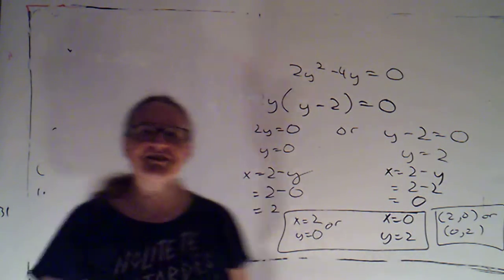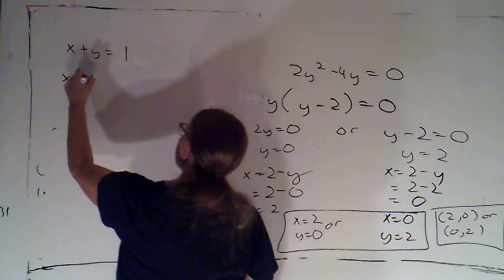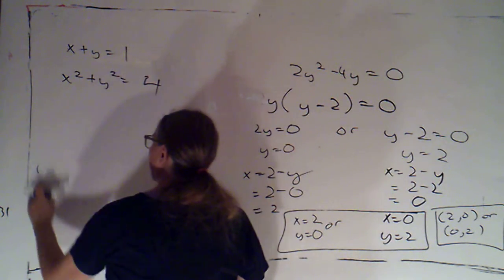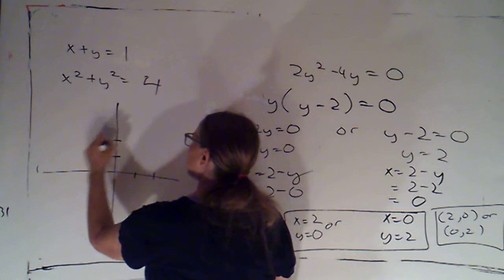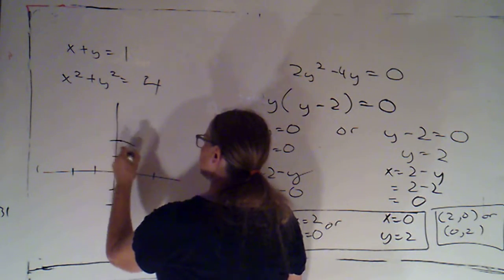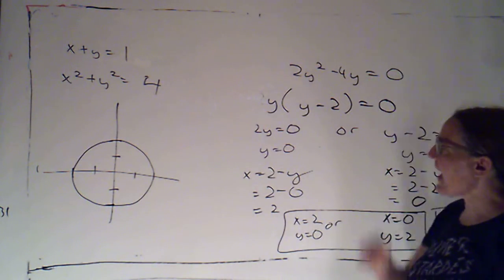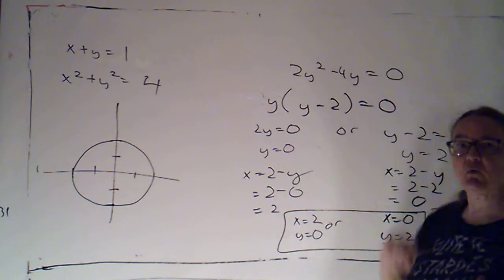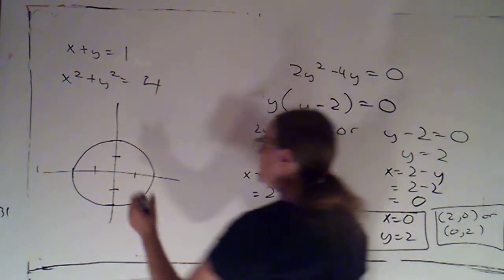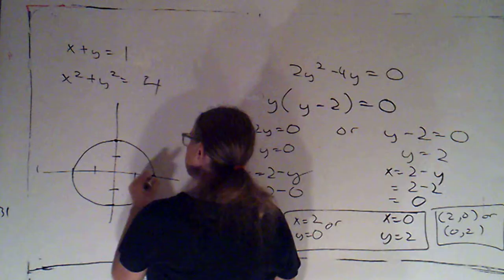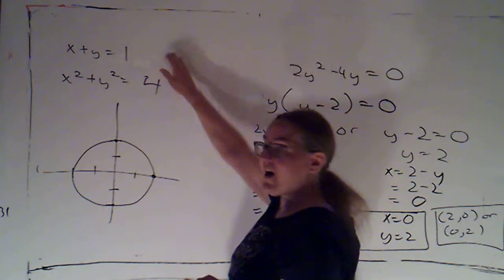I kind of like to just take a look at what this looks like graphically. So we had x plus y equals 1, and x squared plus y squared equals 4. Now I mentioned that we can recognize that that's a circle. In fact, that's just a circle of radius 2 centered at the origin. So there's that. X plus y equals 1 is just a line. Okay? And what we got was that 0, 2 and 2, 0 were our solutions. Notice those are both points that are on this line.